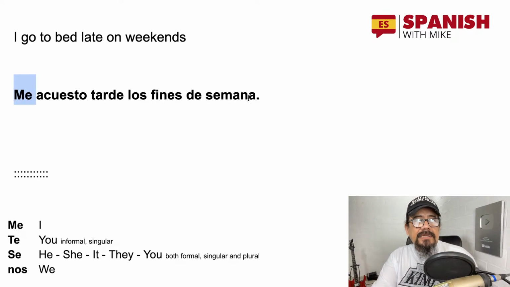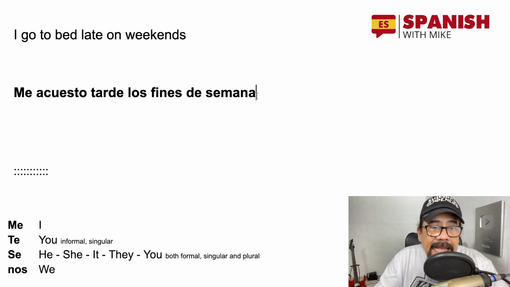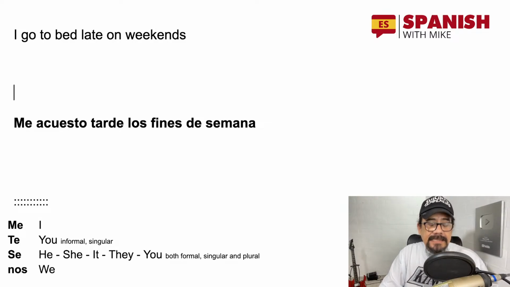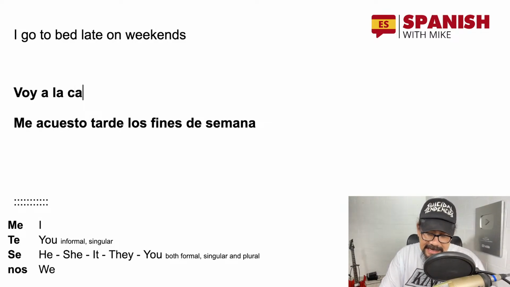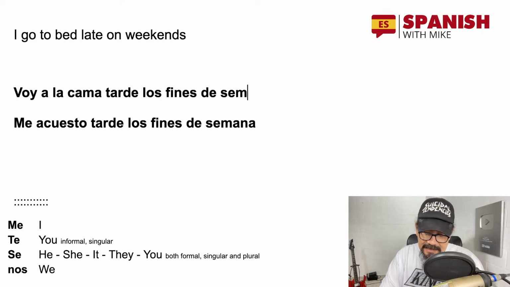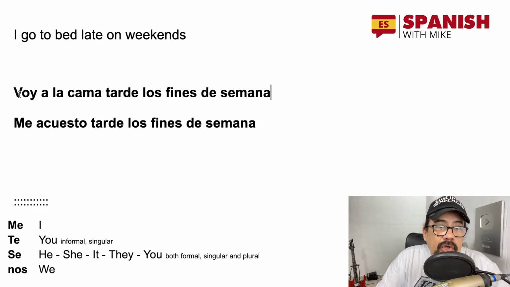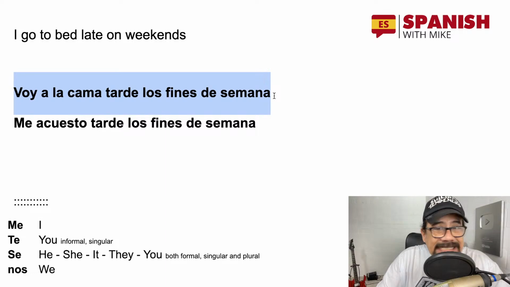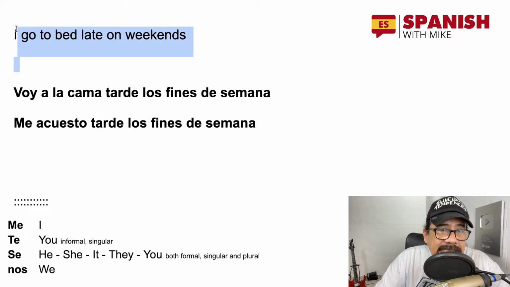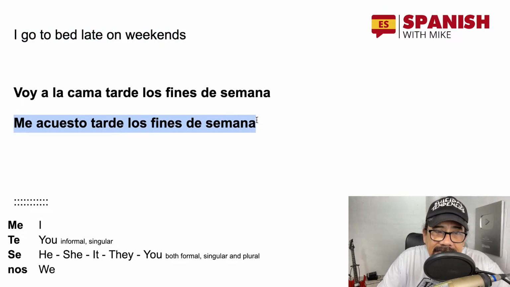So I need to leave the reflexive and saying that this is a reflexive form. And once again, I can say, voy a la cama tarde los fines de semana. Yo voy. This is subject, verb, object. This is not reflexive and means the same. In fact, this is a direct translation of this. And this is the way we say it.